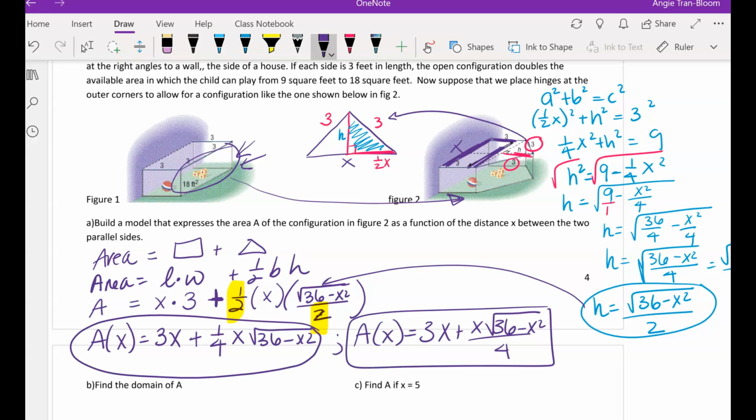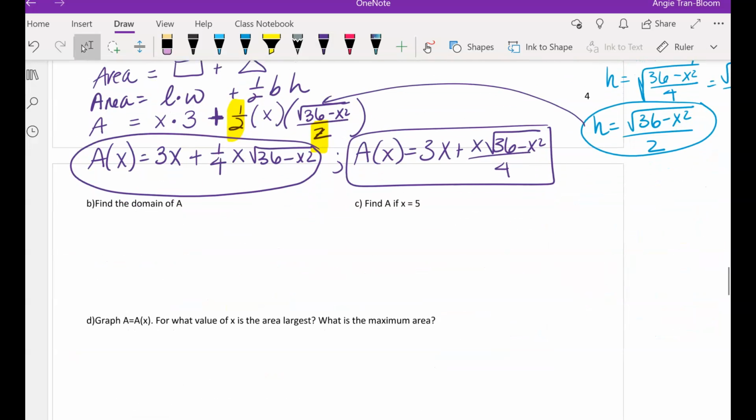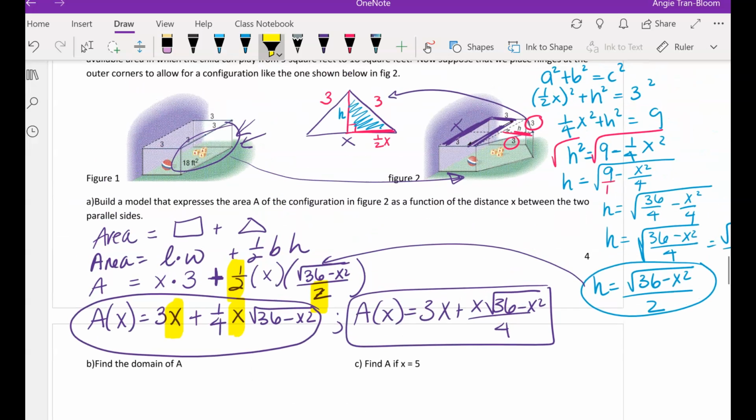There you go. So that is the area in terms of x and only x. All right, now let's do the B piece and the C piece and the D piece, and I think we're done with this example. The B piece says, find the domain of A. Now, because your input is x, domain is talking about what x can be.